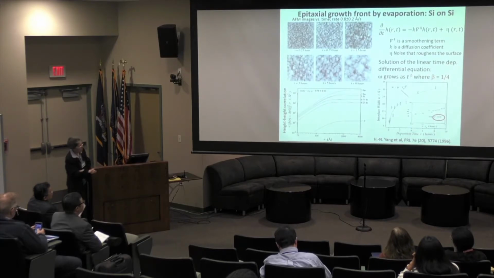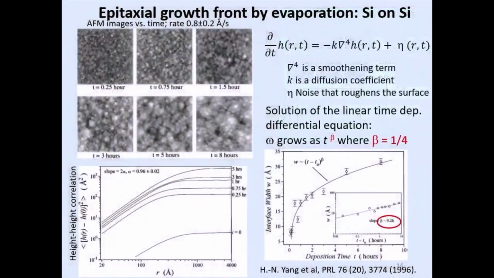So if we just concentrate on the vertical roughness, you can have a continuum solution, which is a linear partial differential equation as a function of time. The simplest case applied to thermal evaporation is a smoothing term and a noise term. The noise term exists in every deposition, no matter whether you have a well-controlled evaporation source or well-controlled temperature.